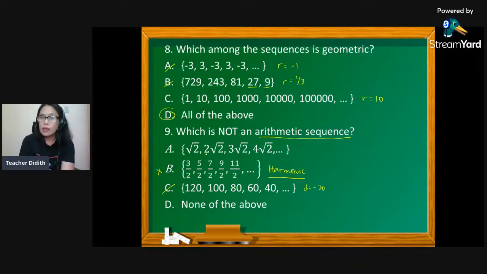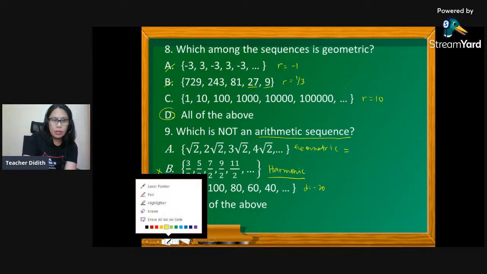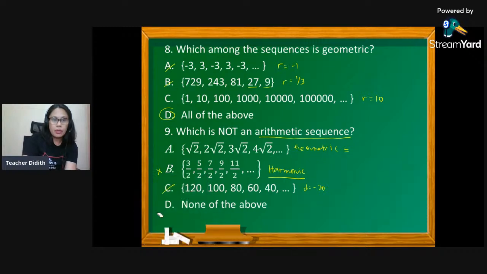For this one, kasi this is geometric eh. And R here is, wait. Saglit ha. Parang dalawa yung answer. Wait lang. Parang eto rin is parang none of the above. Saglit, guys. Balikan natin 'to.